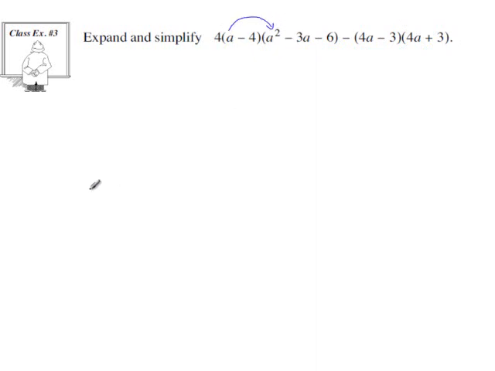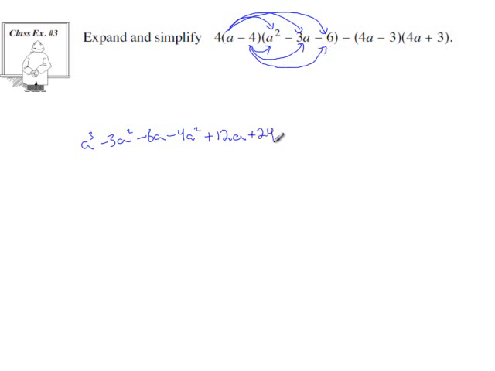So looking at just these, a times a squared, I get a cubed. A times negative 3a is negative 3a squared. A times negative 6 is negative 6a. Then we have negative 4 times a squared is negative 4a squared. Negative 4 times negative 3a. Negative 4 times negative 3 is positive 12, so positive 12a. And negative 4 times negative 6, I get positive 24. So that's the result of multiplying just these two things together.